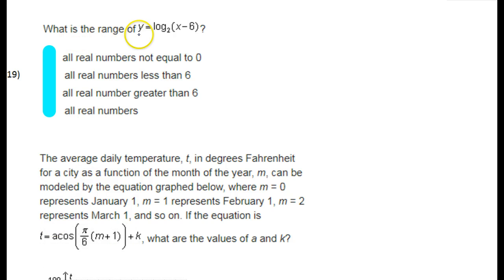What is the range of y equals log base 2 of x minus 6? Interesting. Well, first of all, you need to understand what a log function looks like. Let me show you what the parent function looks like first of all.